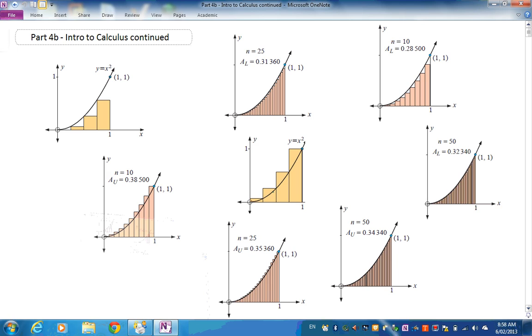I've got some interesting upper and lower rectangles drawn here. I've got a little exercise for you. I want you to pick out all the lower rectangle diagrams and label them from 1 to 4. And then I want you to pick out all the upper rectangle diagrams and label them 5 to 8. Obviously there's 4 of each.